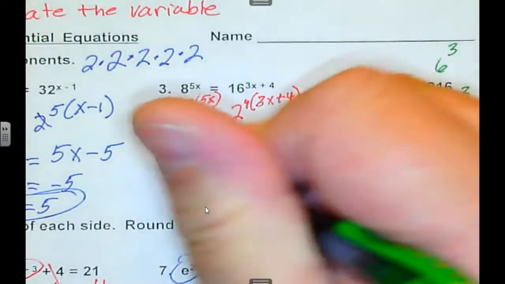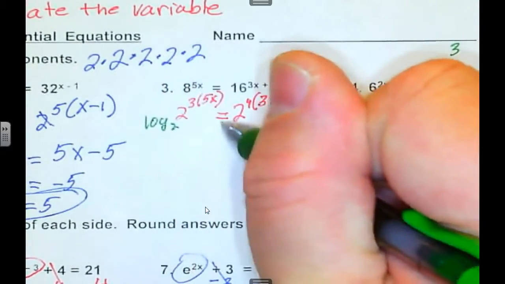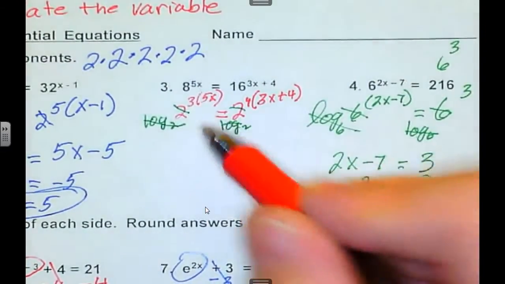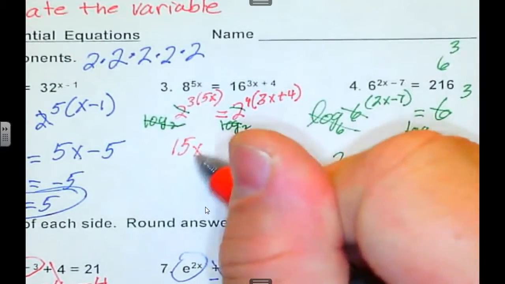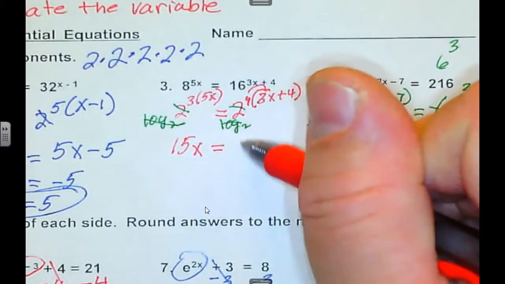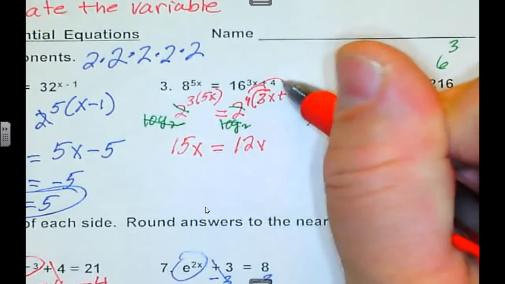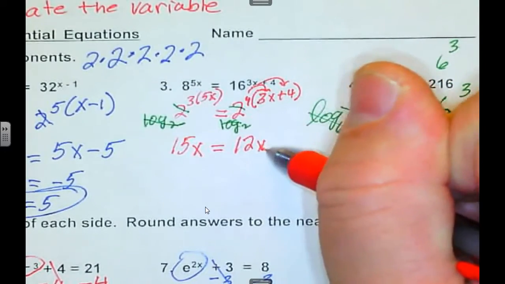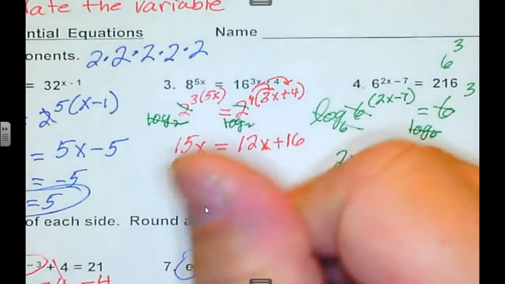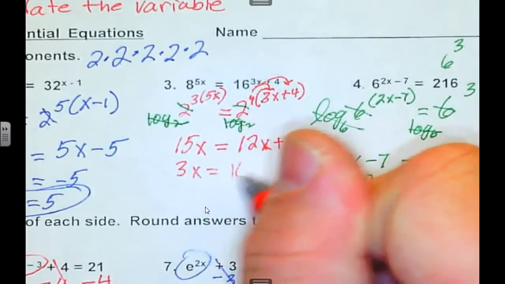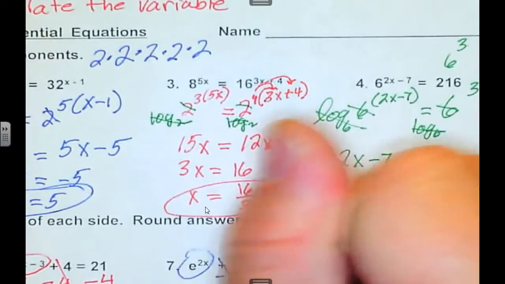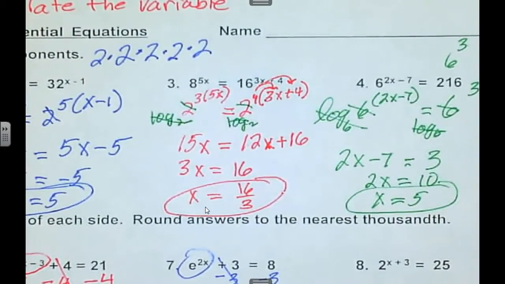Then in your brain, you're probably going to say, well, I'll just take the log base 2 of each side. They cancel out, and I get 3 times 5x, 15x. I have to distribute the 4. 4 times 3x is 12x. 4 times 4 is 16. I'm going to subtract 12x from both sides. I get 3x equals 16. Divide by 3, I get x equals 16 thirds. So that was part 1 yesterday.